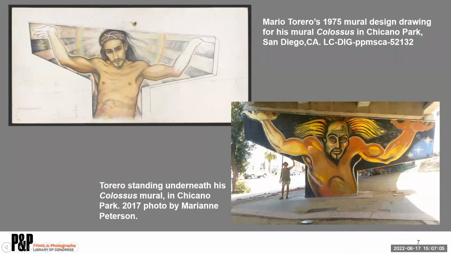Here is another mural design drawing, this time by artist Mario Torreira, who was first introduced to us by our wonderful 21st Poet Laureate of the United States, Juan Felipe Herrera. The T-shaped composition of Mario's drawing, Colossus, gives us a clue to the mural's ultimate destination on a concrete pillar support for San Diego's Coronado Bridge.